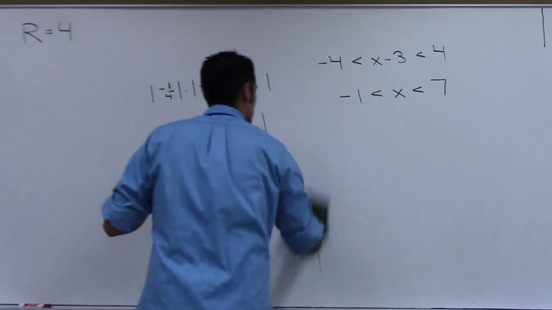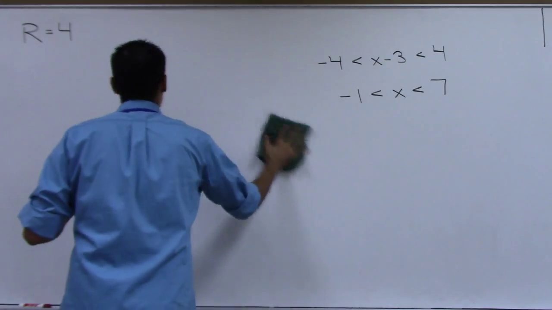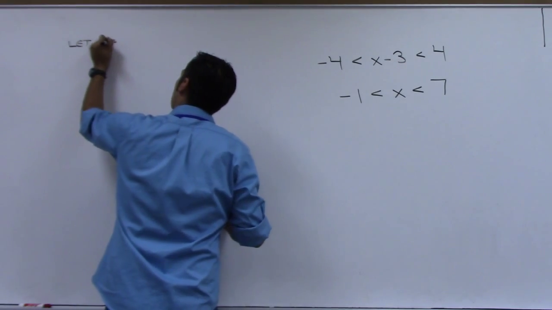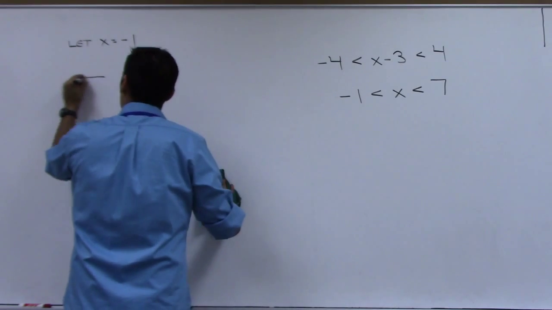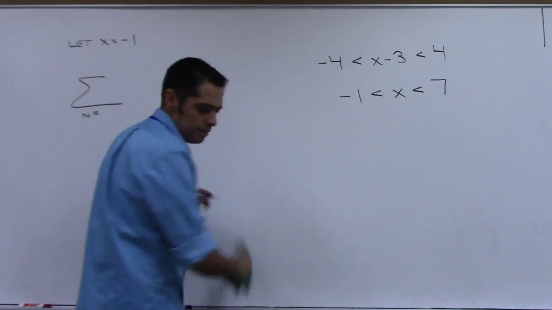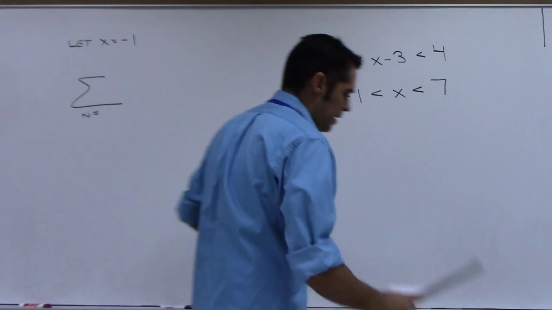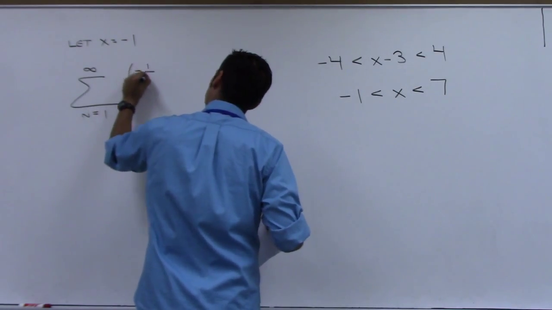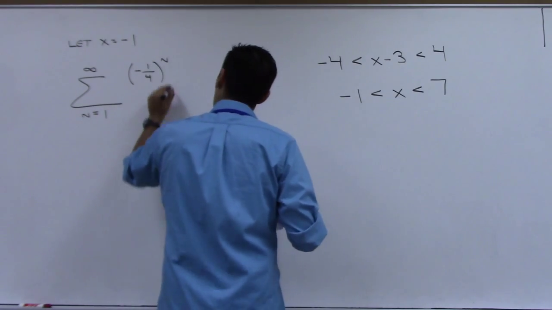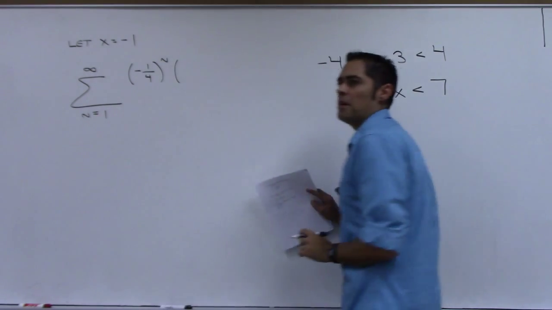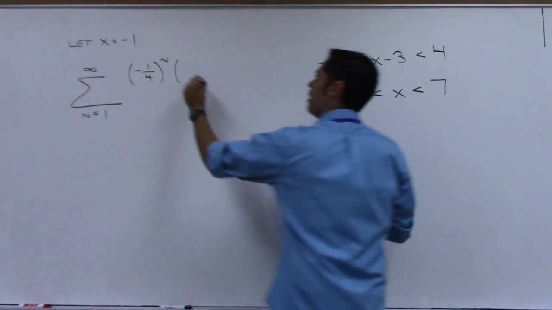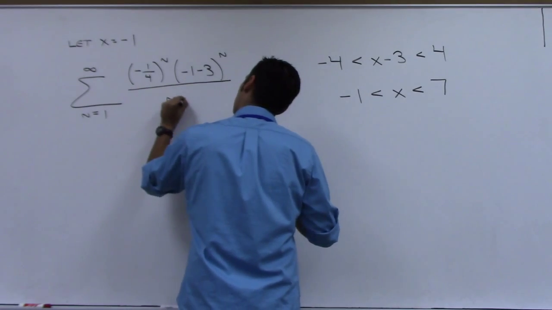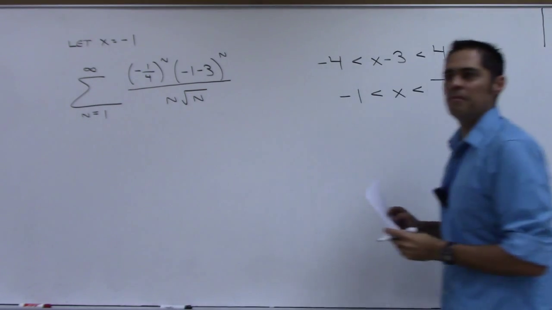All right, so what do you want me to check first? You want me to go with -1 first? Okay, let x be -1. I've forgotten what the series is. n is 1 to infinity. I had -1/4 to the n, and then I had x minus 3. So -1 minus 3 to the n, and then over n root n, right? That was it?